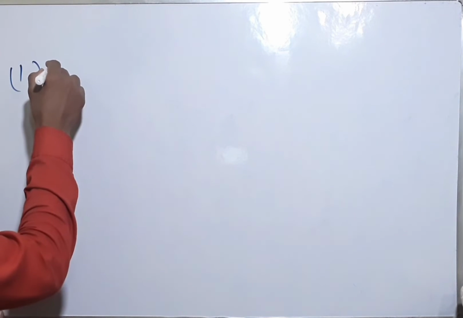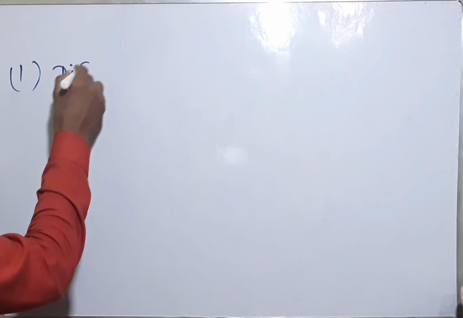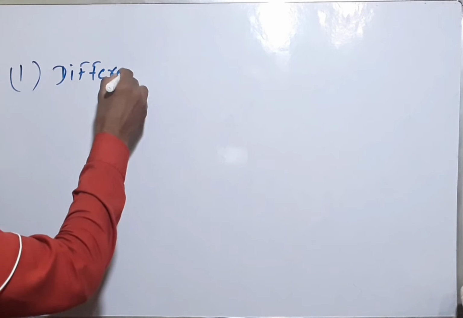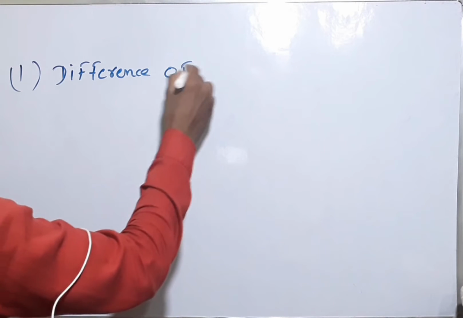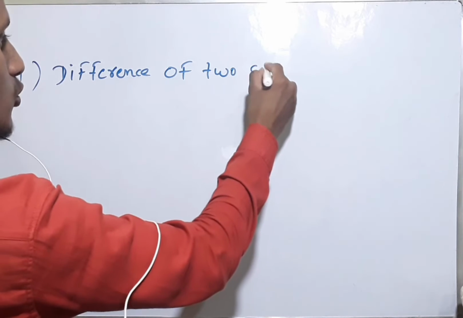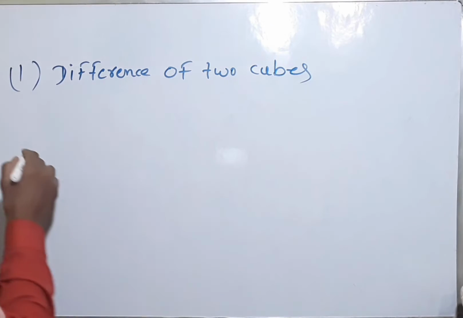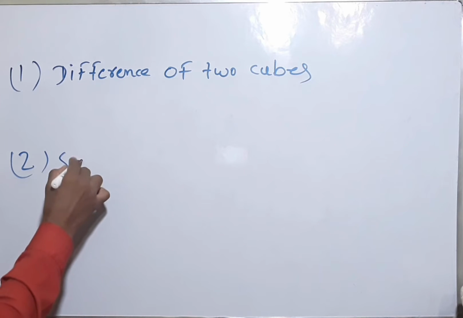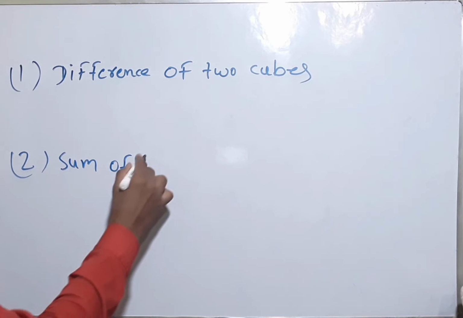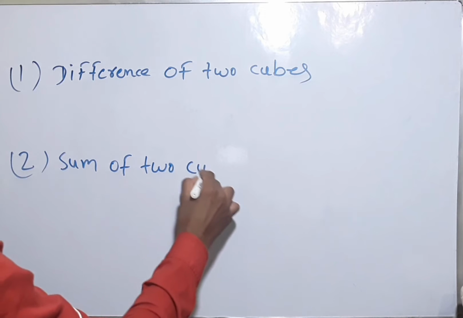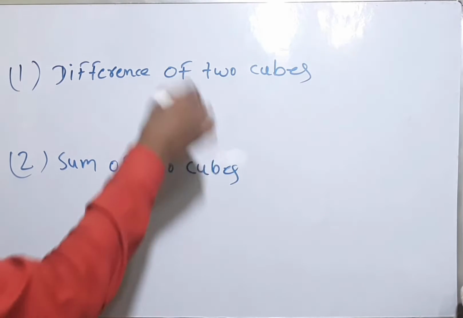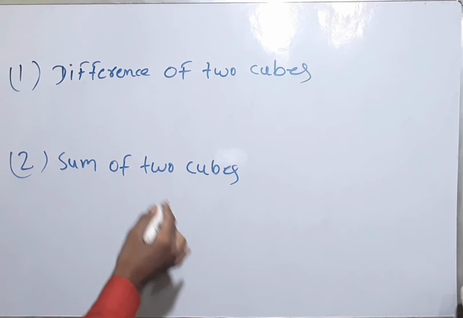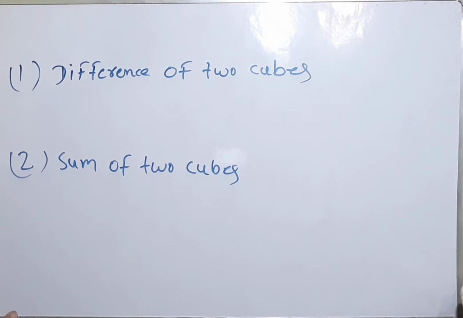Today, we're going to talk about two topics. The first one is the difference of two cubes. The second one is the sum of two cubes. So these are the topics that we're going to talk about today: difference of two cubes and sum of two cubes.